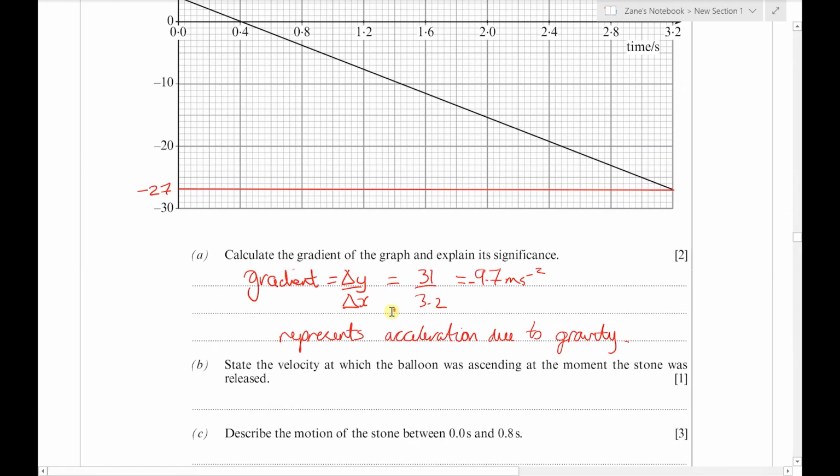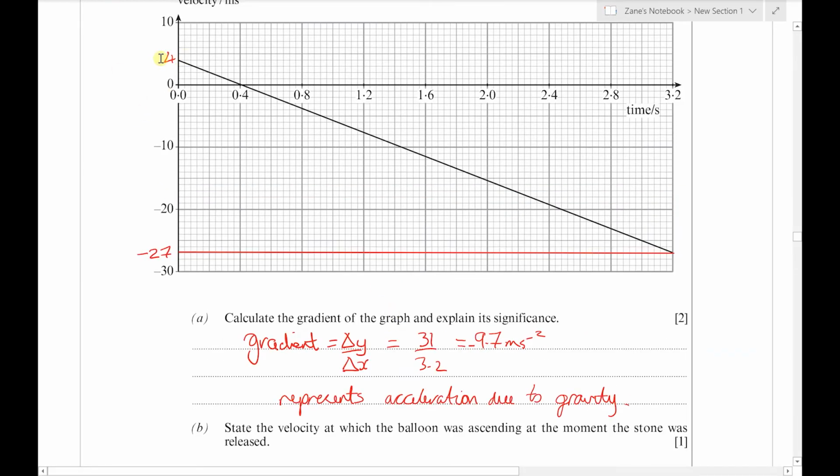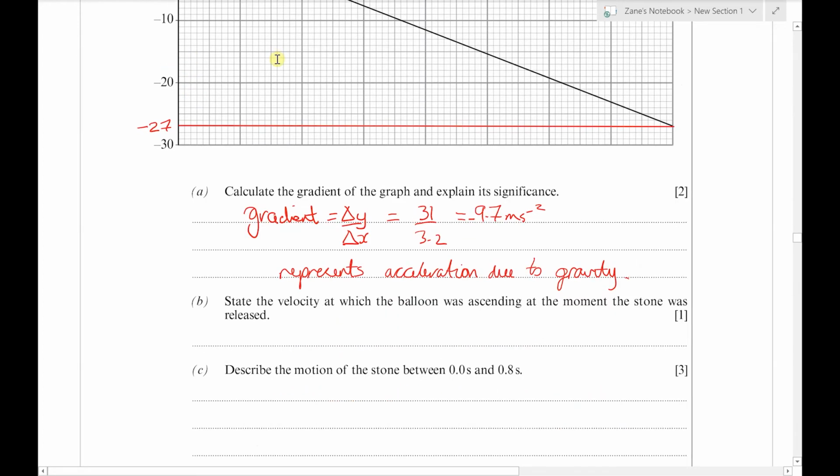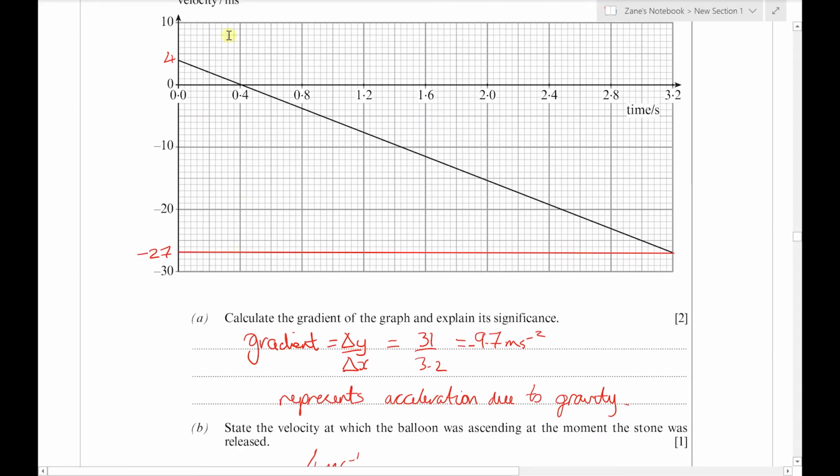The second part of the question says, state the velocity at which the balloon was ascending at the moment that the stone was released. When the stone was released, we can simply read off the graph here that the velocity was 4 meters per second. Next, we're asked to describe the motion of the stone between 0 and 0.8 seconds.